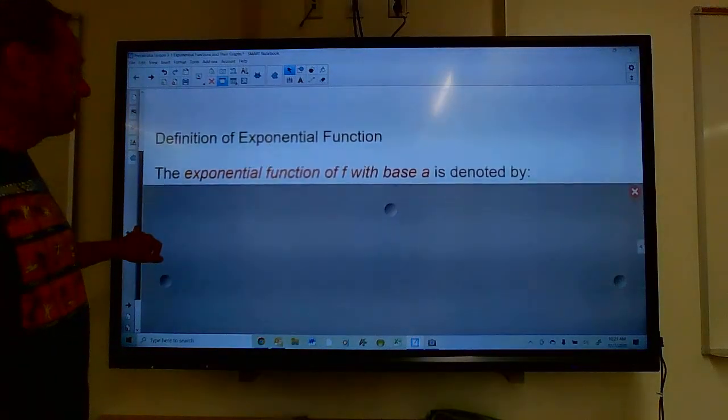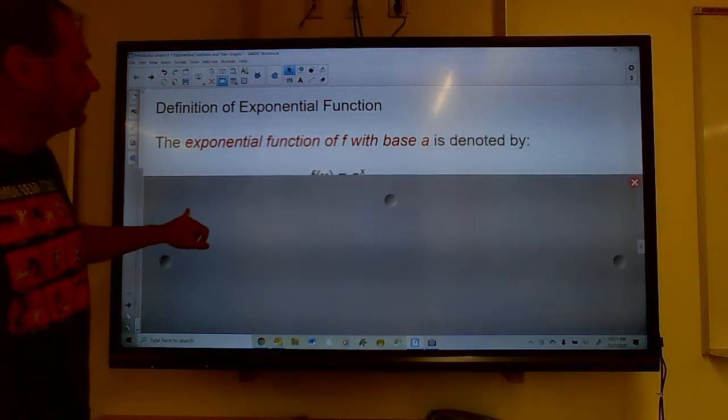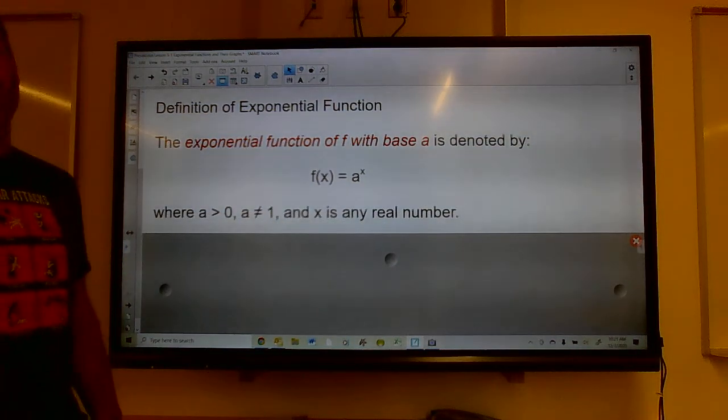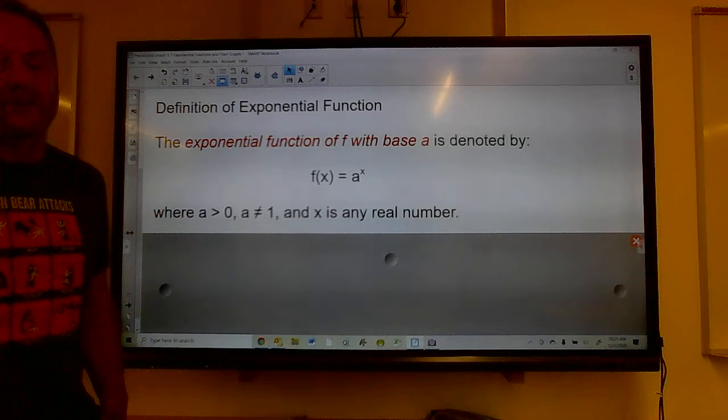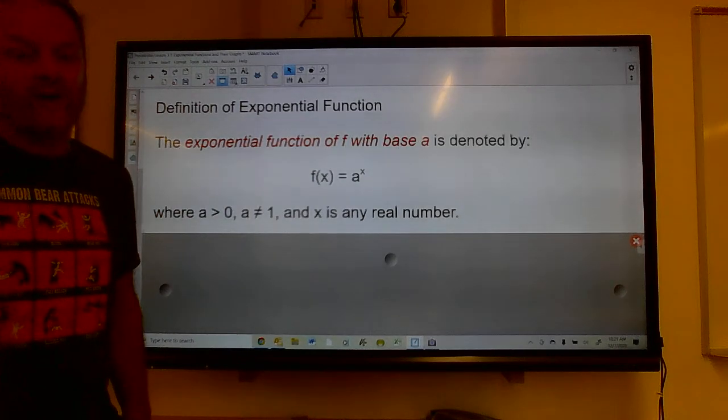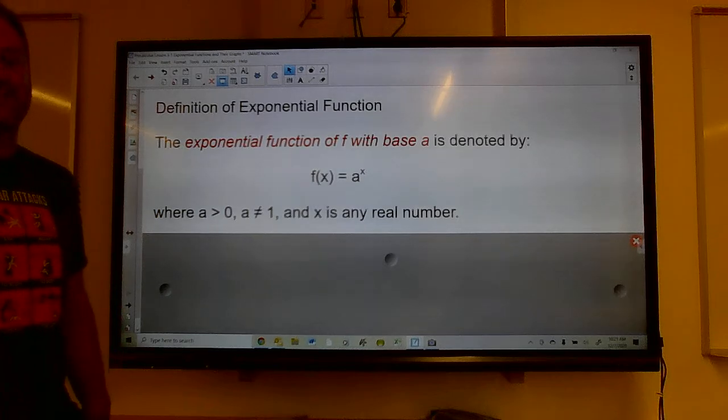All right, the definition of an exponential function. The exponential function f with a base a is denoted by f of x equals a to the x power, where a is greater than 0, a is not equal to 1, and x is any real number.